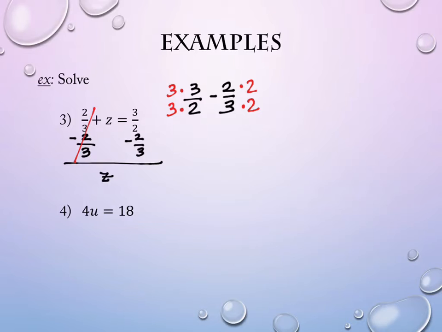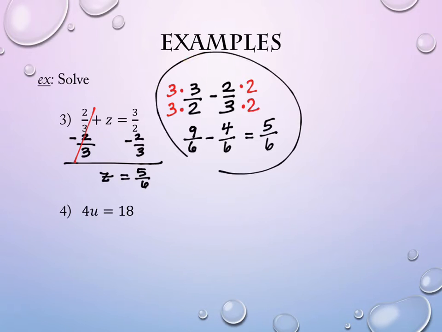So that gives me 3 times 3 is 9 over 6, minus 2 times 2 is 4 over 6. And if we subtract those, we will get... yes, it's early, isn't it? 5 over 6, that's right. So over here, my z equals 5 over 6.